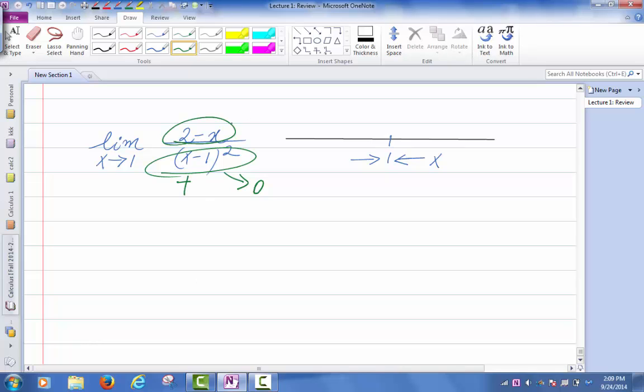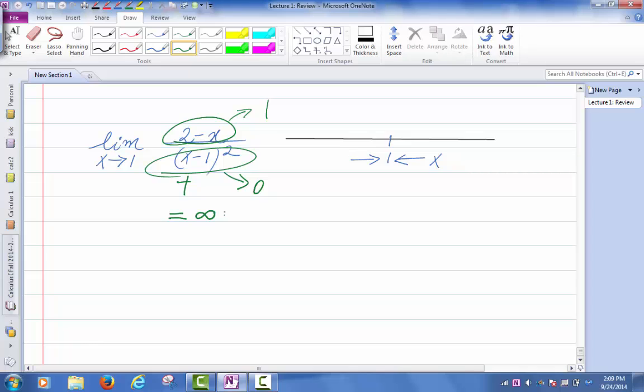And what's the limit of this guy? 1, which is also positive. So the ratio is positive when x is close to 1. And the limit of the numerator is non-zero. Limit of the denominator is 0. And when that happens, I said the limit of the ratio is infinity, right?